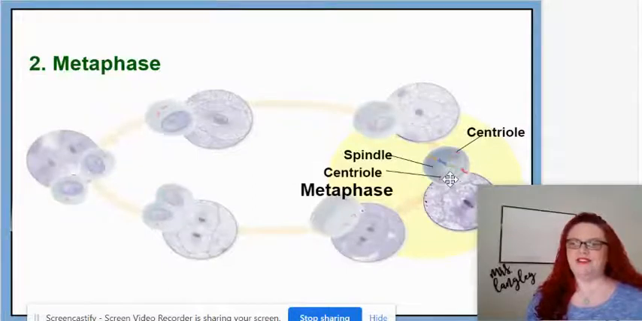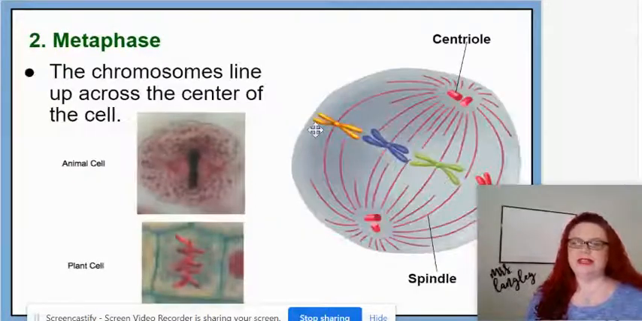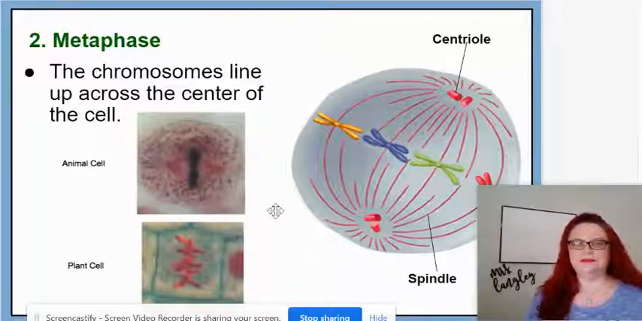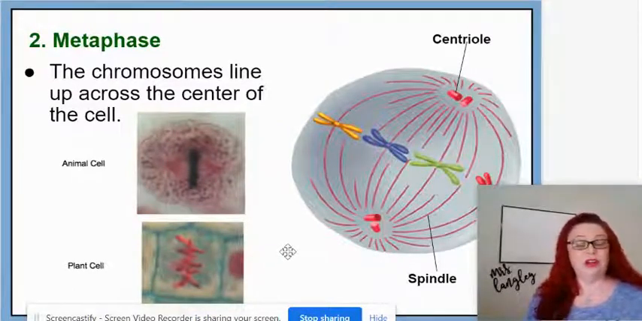Next, we have metaphase. During metaphase, all of our chromosomes are going to line up along the equator, right along the middle. Metaphase is in the middle. This is so I can make sure that it's organized and I can move one copy to each side. You'll see that it looks a little bit different in plants versus animals. Plants tend to have much bigger, thicker, longer chromosomes than animals do.